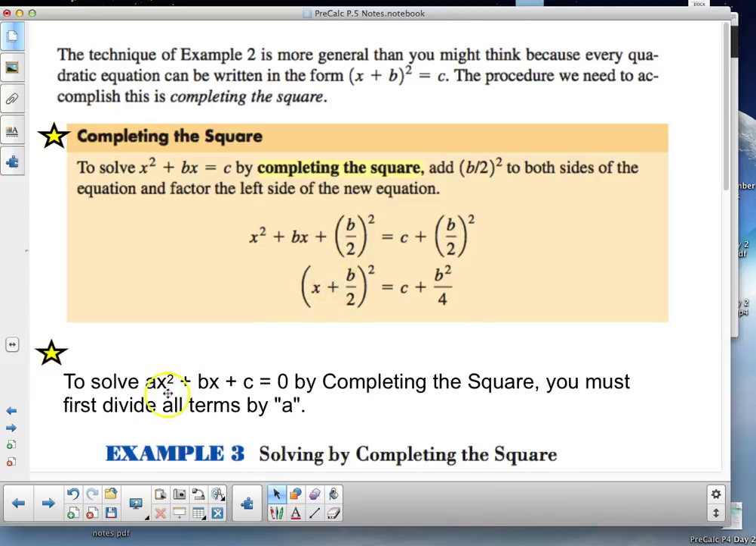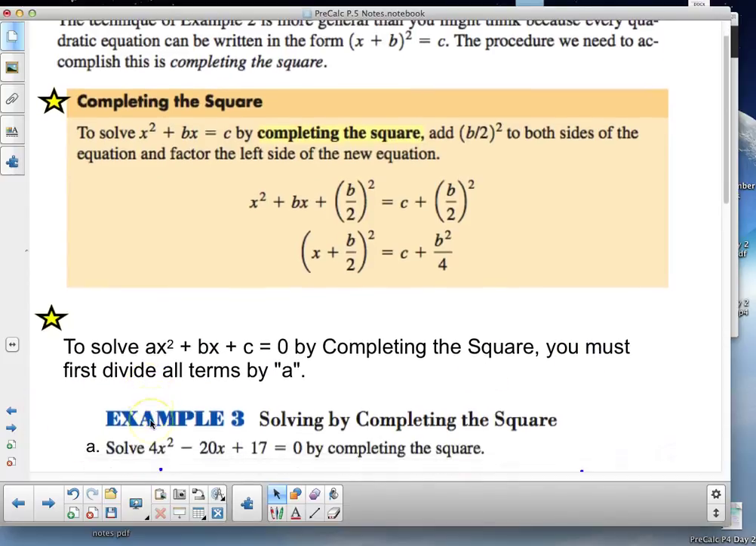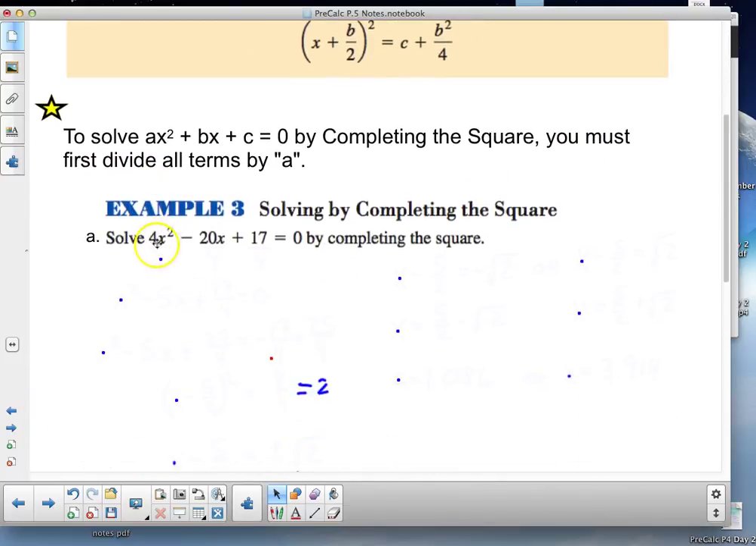So to solve ax squared plus bx plus c equals 0 by completing the square, you must first divide all terms by a. So here, I've got 4x squared minus 20x plus 17 equals 0. I am going to divide everything by 4. So I've got x squared minus 5x plus 17/4. It's really easy to work with fractions, right? Now, half of 5 squared is 6.25, okay?